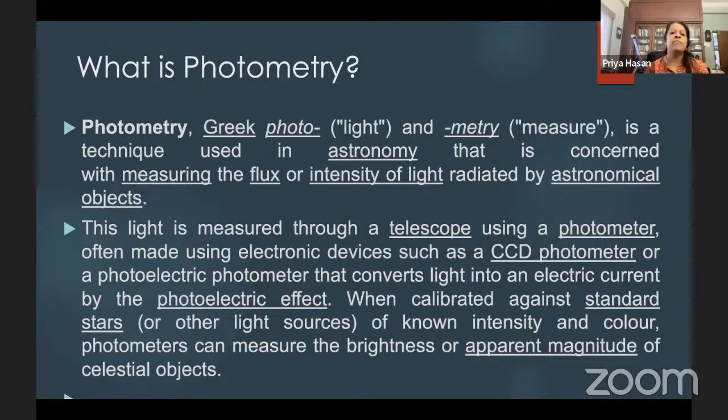You could also be doing polarimetry. That means you're measuring the polarization which you get from objects. But in today's workshop, we are basically going to focus on photometry. Okay, I promise you we'll have another one on spectroscopy, but this one is on photometry.